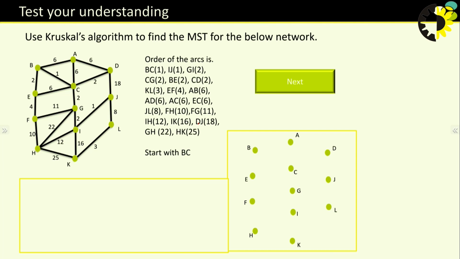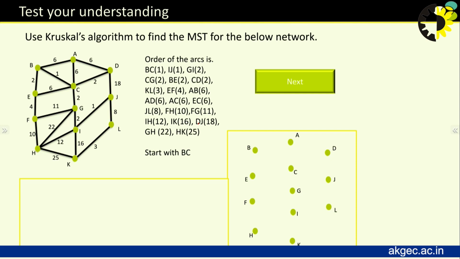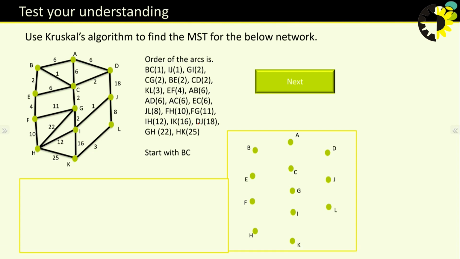Then here BC is a 1. IJ is also 1. Then GI, the value of GI is also 2. Then CG also 2. Then BE, BE also has the value 2. In a similar way we will arrange all arcs in ascending order. Then again start from the BC.